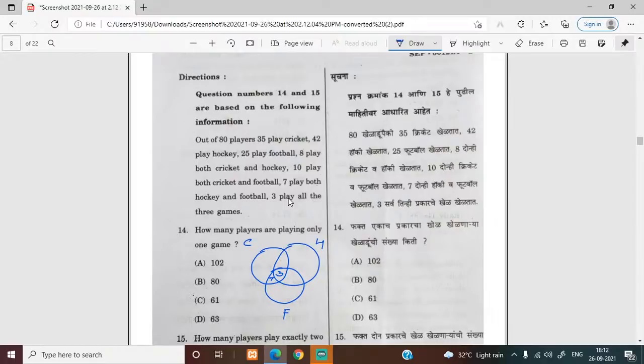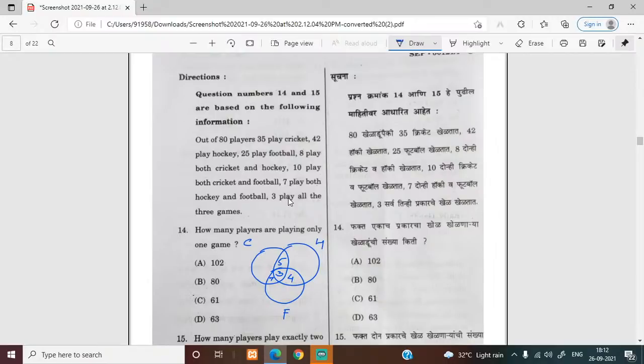Okay. I'm sorry if you are finding it small. Just try to see it a little carefully, students. The second they are saying cricket and hockey, how many people are playing? Cricket and hockey, 8 people. So this circle is 3. So that means this is 5. And this remaining, this part, okay, this diagram, 7 play both hockey and football. Hockey and football, 7 people are playing. Since this is 3, this is going to be 4, right?